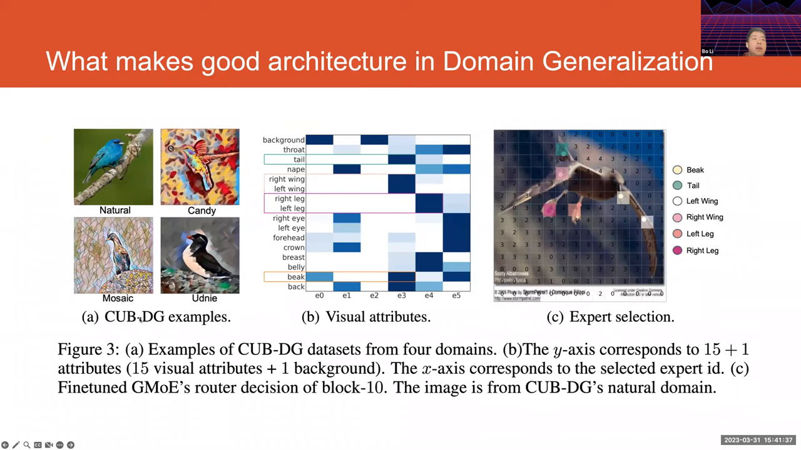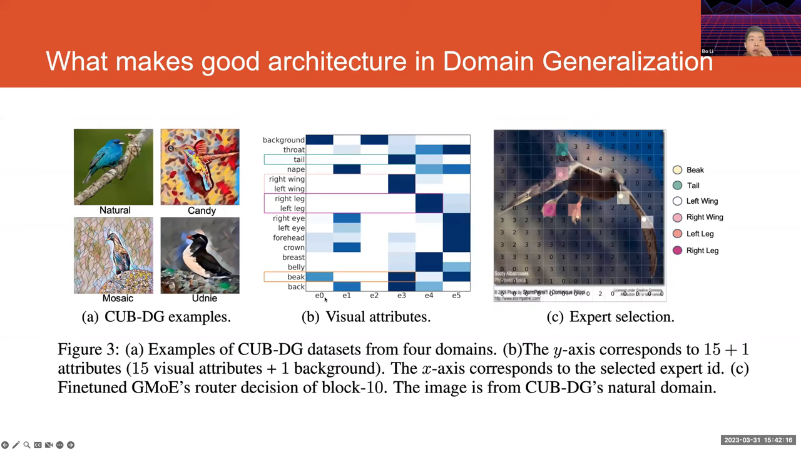In the CUB dataset, it has labels for different visual attributes, such as the location of the leg or the wing, but we did not use these labels to train our MOE. We just use the classification labels to train our MOE. And we investigated, inside a MOE block, whether the router's assignment is associated with certain visual attributes.